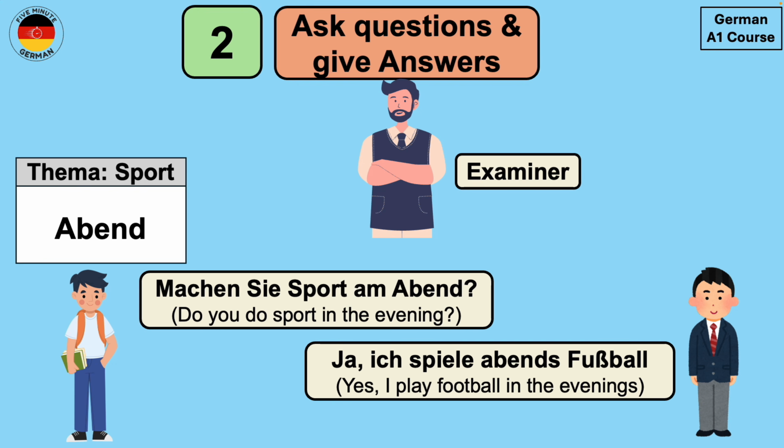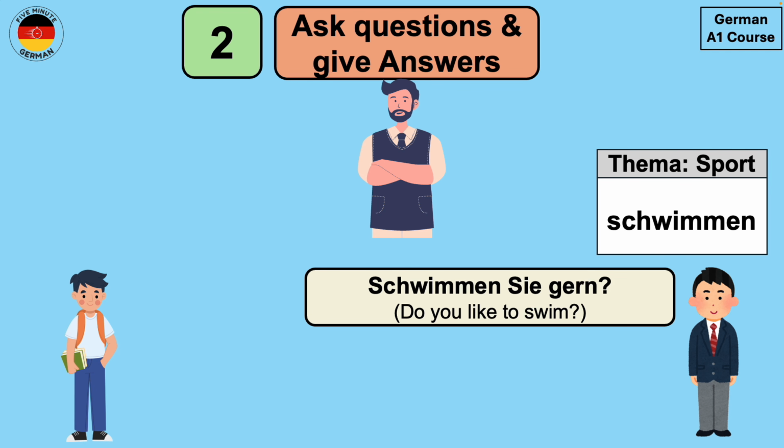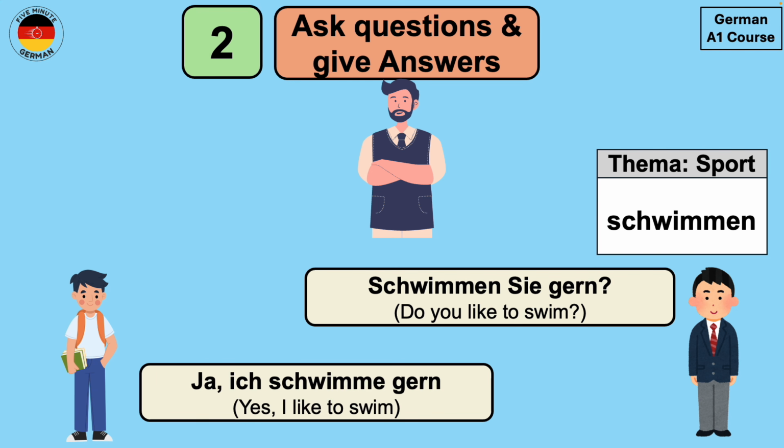Once you have asked your question and the other person has answered, the examiner will give the other person a similar card with the same thema. However, there will be a different word on it. As you see, in this case it is schwimmen. So he or she will ask the question such as Schwimmen Sie gern? Do you like to swim? Then you can answer it by saying Ja, ich schwimme gern. Yes, I like to swim.